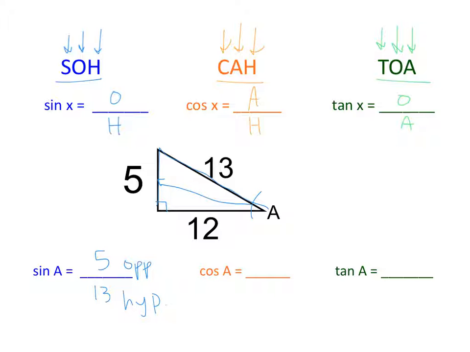Right now we're just figuring out what matches up with each trig function. Cosine: angle A is adjacent, so the side that's directly touching and is not the hypotenuse, adjacent, would be 12 over the hypotenuse, which is 13. Tangent, again, is opposite over adjacent, so tangent of angle A would be opposite, which is 5, over adjacent, which is 12. So just some practice, again, on matching up side lengths with their correct trig function.